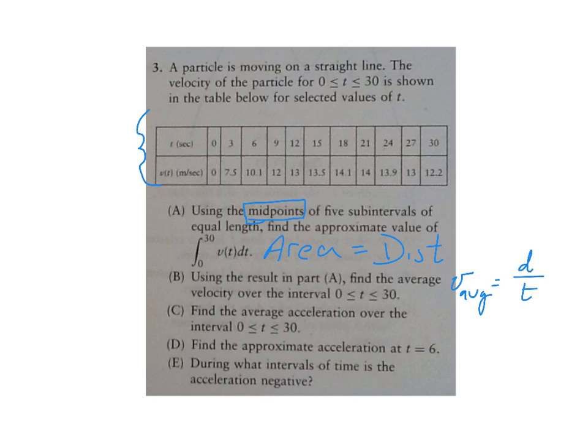And we're going to find the average acceleration. So acceleration is going to be slope. So we want the average slope, and then we're going to find this approximate slope at time equal to 6. And then our last question, what intervals of time is the acceleration negative? So we're going to have to analyze the numbers up here to get those accelerations. All right, let's look at each one of these individually then.